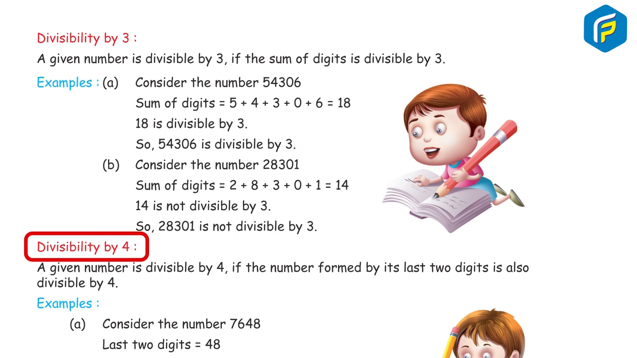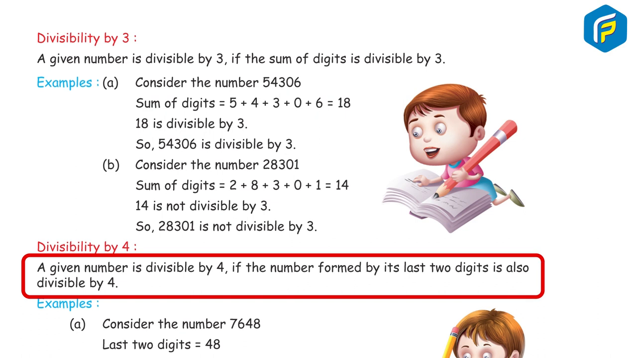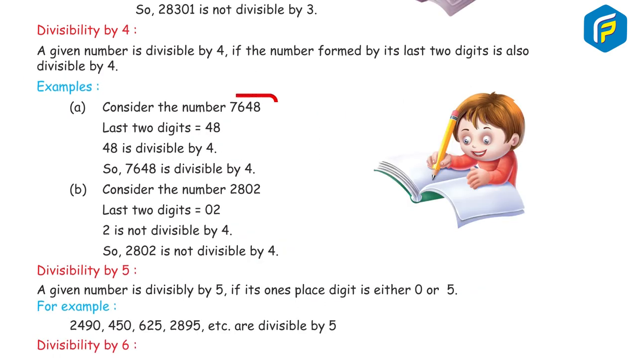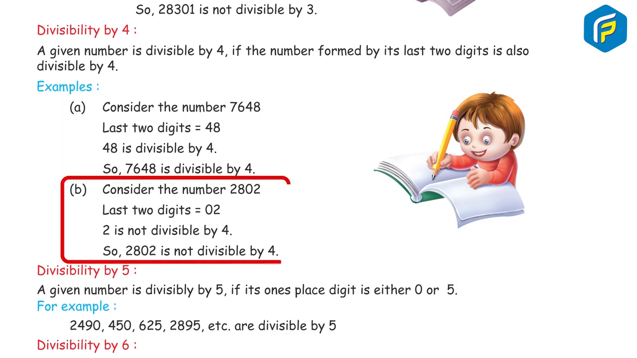Divisibility by 4. A given number is divisible by 4 if the number formed by its last two digits is also divisible by 4. Examples: A. Consider the number 7648, last two digits 48. 48 is divisible by 4, so 7648 is divisible by 4. B. Consider the number 2802, last two digits 02. 2 is not divisible by 4, so 2802 is not divisible by 4.